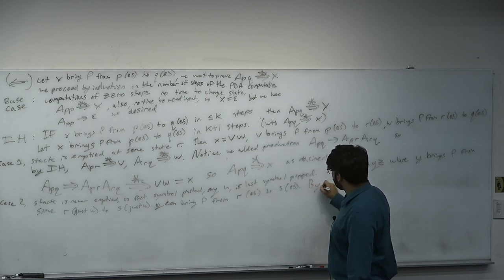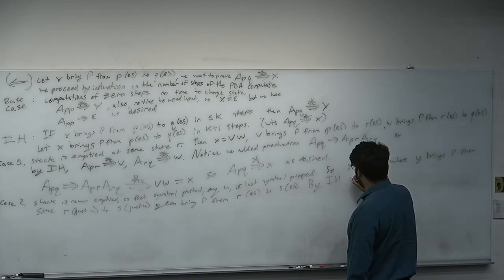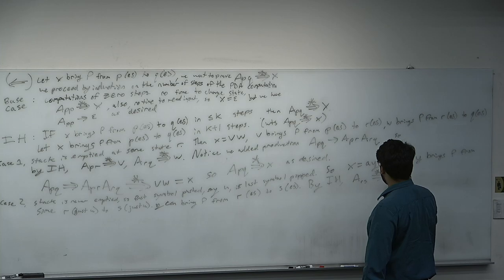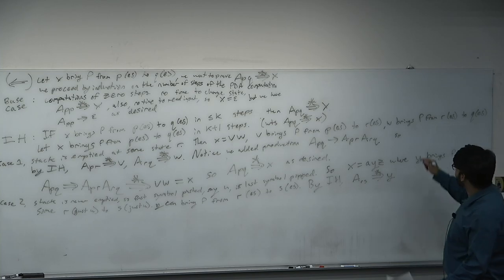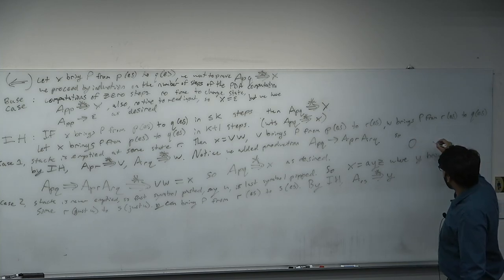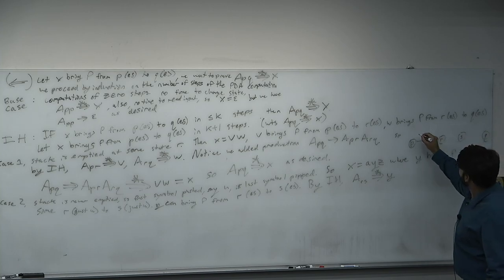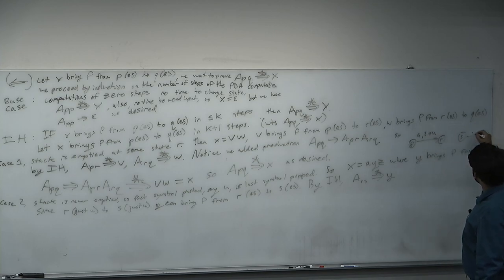By the strong induction, that takes less than K computation steps. So A_RS must produce this string Y. Right? And here, X equals AYZ, because we have, again, the structure like this. You read an A, pop nothing, push U, and you read the Z, pop the U, push nothing. Right?